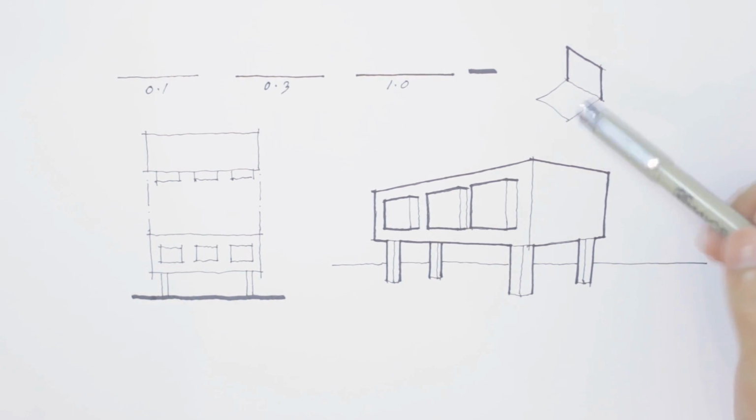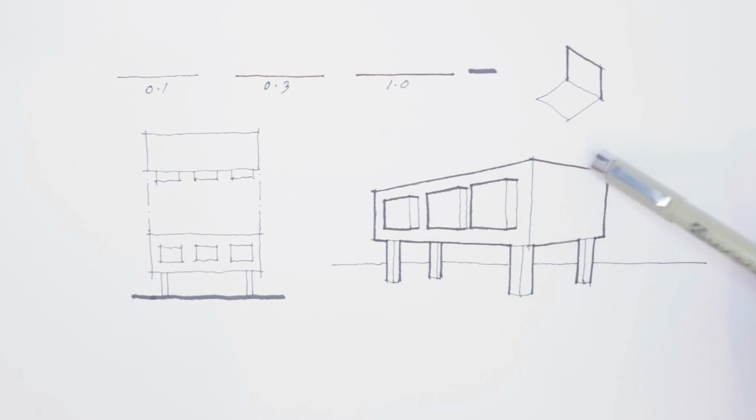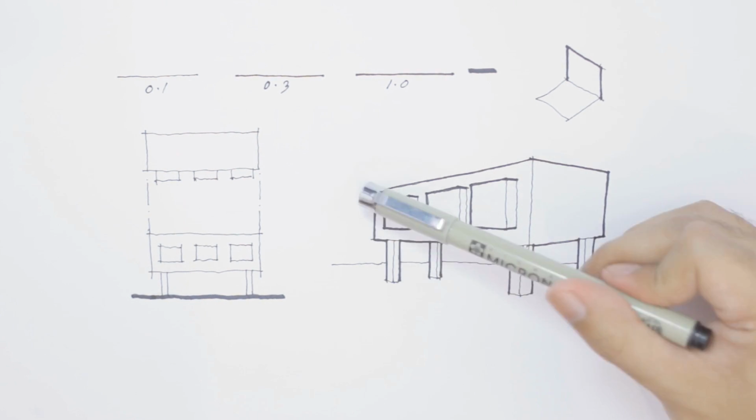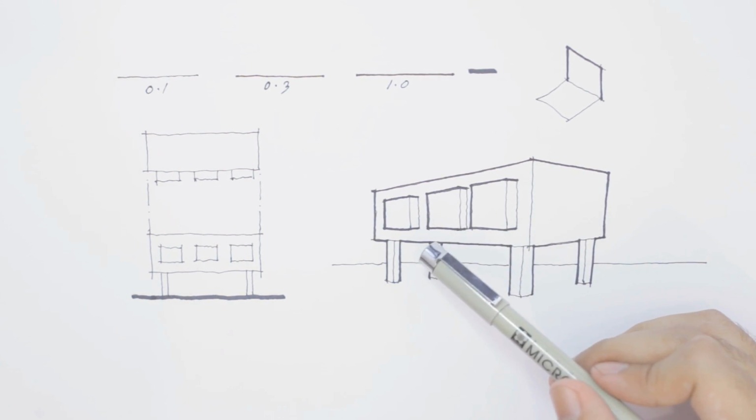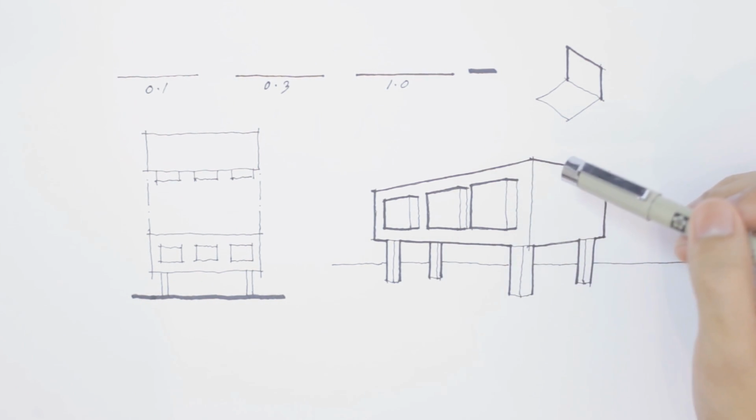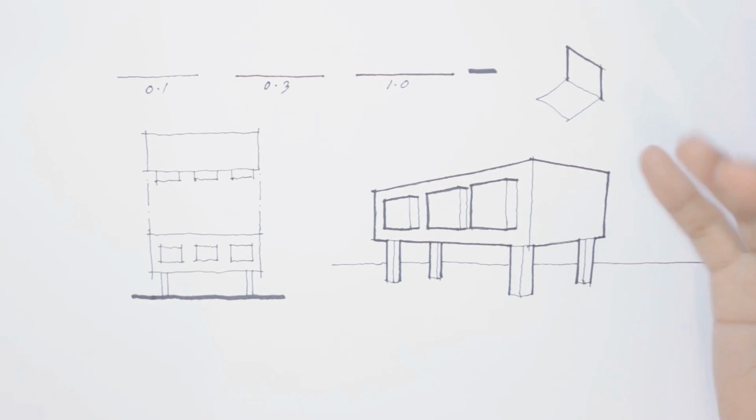So you can see how using different line weights really does help to capture the depth and the 3D qualities of an object. Try it out with your sketches, guys, and you can see your sketches almost come to life.